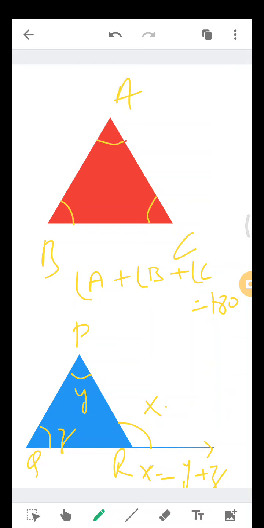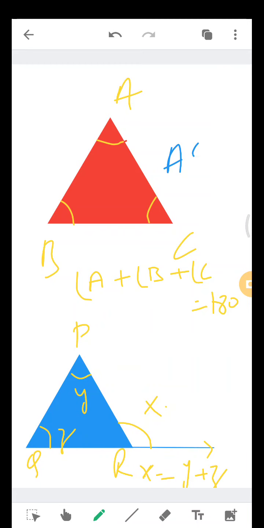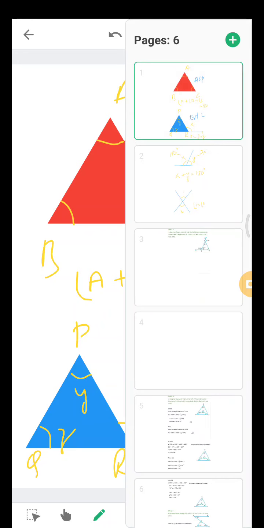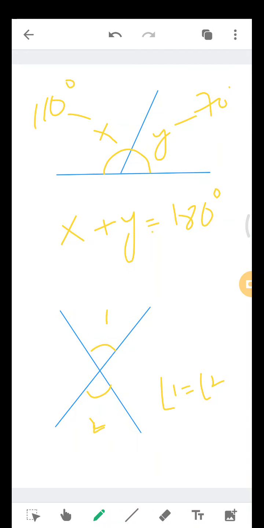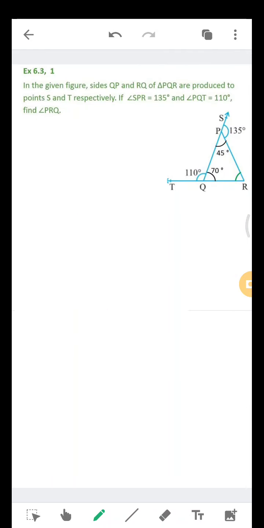So this is called the angle sum property. Keep this in your mind. This is called the angle sum property, and this is called the exterior angle property of a triangle, and this is the linear pair axiom. Okay, linear pair or angles on a line, and this is the vertically opposite angles axiom. So keeping all these in your mind, you will proceed with exercise 6.3.